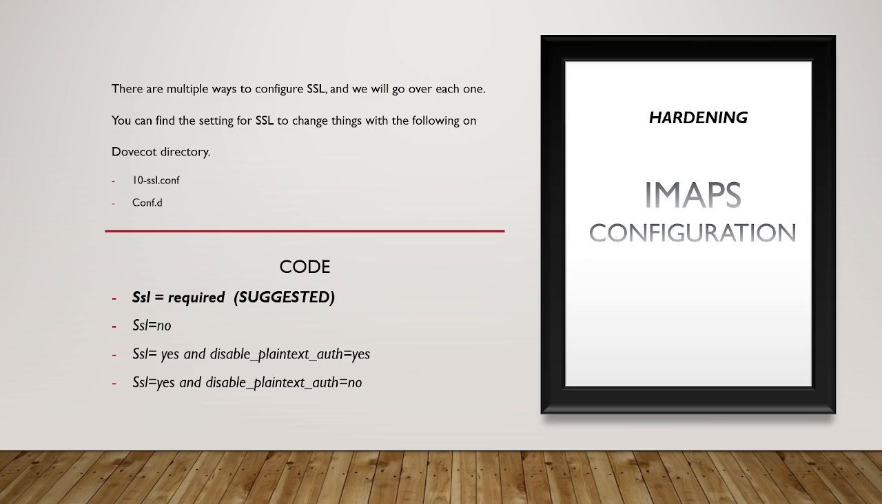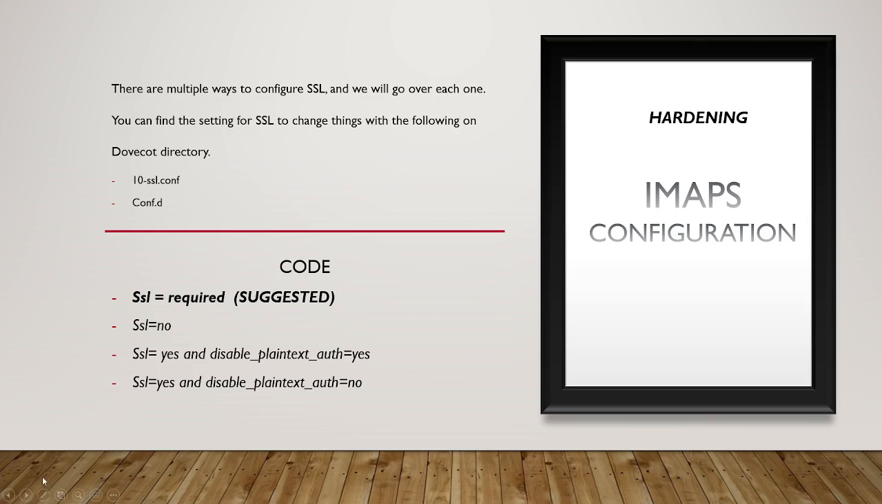Now the code, I put the most desirable one in the front, which is ssl = required, which will go ahead and set everything straight. But you have other options here: ssl = no, ssl = yes and disable_plaintext_auth = yes, and then lastly, ssl = yes and disable_plaintext_auth = no. But like we said, go ahead and stick to ssl = required.